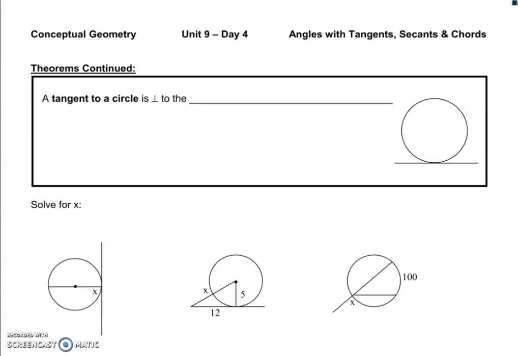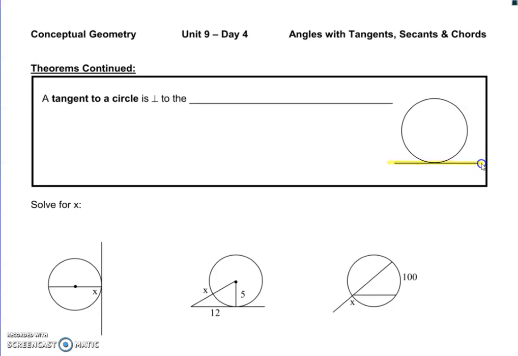Conceptual geometry, Unit 9, Day 4, angles with tangents, secants, and chords. The first theorem we are going to talk about is a tangent to a circle. A tangent, remember, is a segment that touches the circle in exactly one point. So there's a picture of a tangent right there.